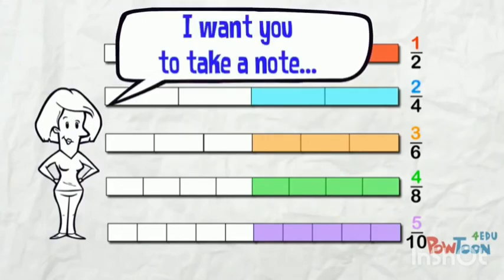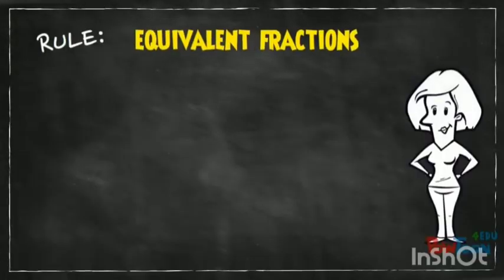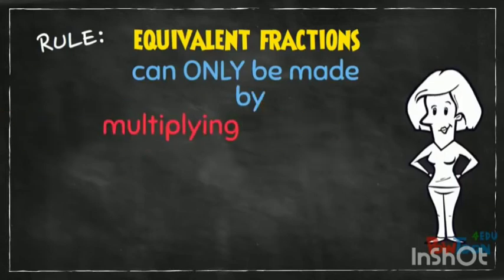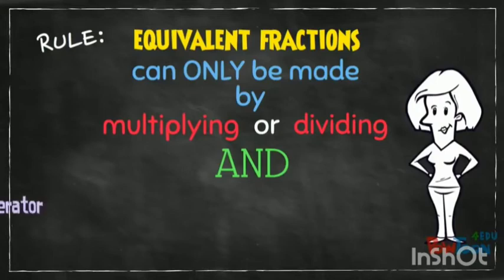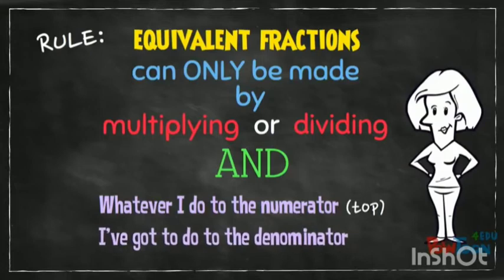I want you to take a note. The rule is equivalent fractions can only be made by multiplying or dividing. And whatever I do to the numerator, the top number, I've got to do to the denominator, the bottom number.